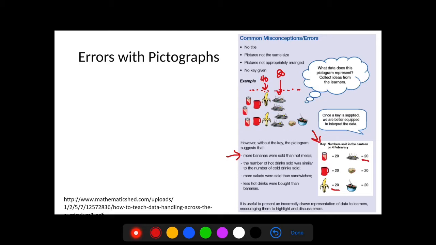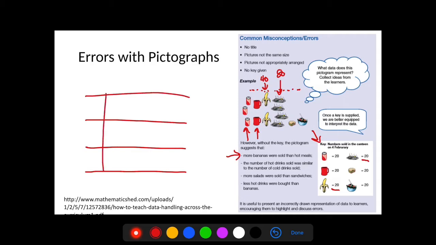Similarly, it seems like there were fewer hot drinks than cold drinks and such. So we could fix this by having consistently sized pictures and having them line up in a grid. So if I had my grid, I could have my banana and I could have my hot plate be the same. It would be easier to compare.